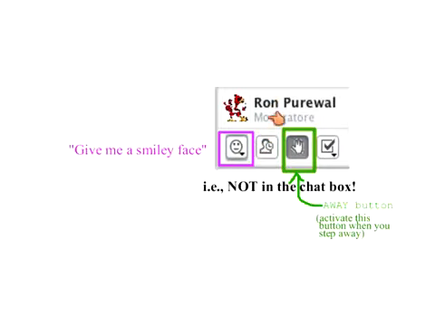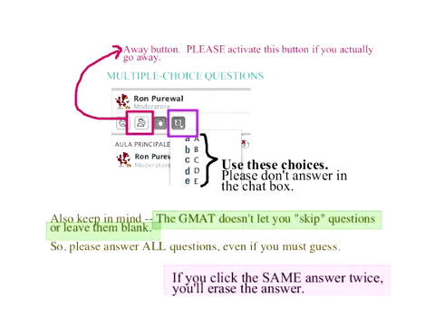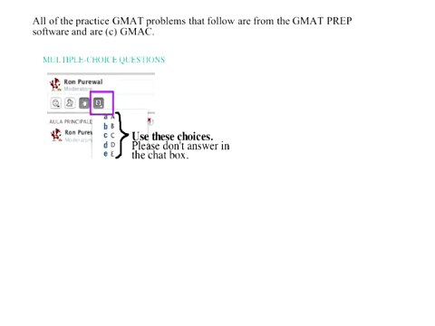Smiley face and other emotion icons are underneath your name. And this is the away button. Please use it if you are away. And here is where you find multiple choices. Underneath your name, you will see a letter A. You should see it now at least. And then you'll find the multiple choice answers in that area. And all of the problems are from the free GMAT prep software, copyright GMAT.